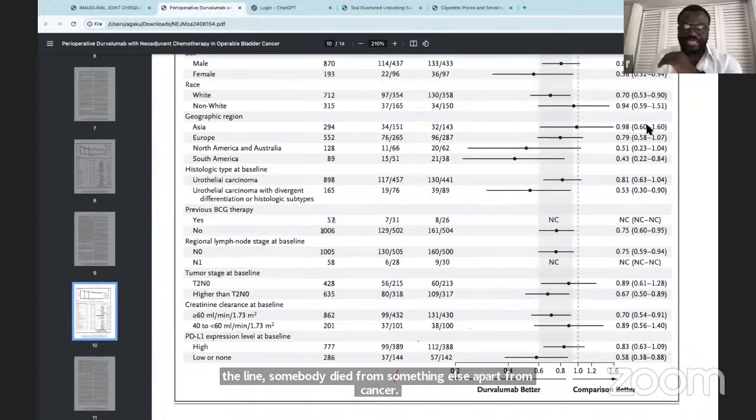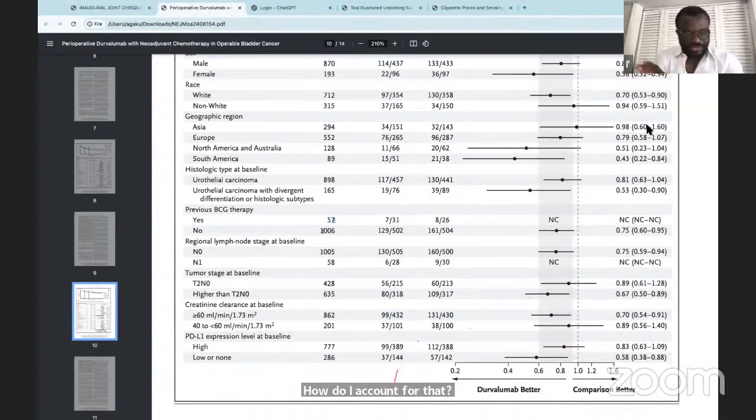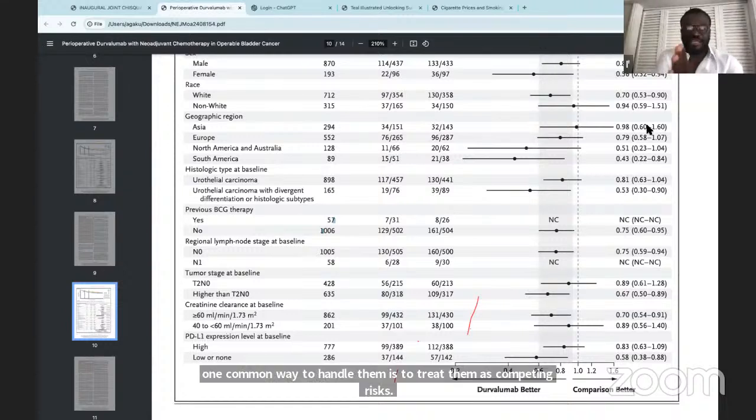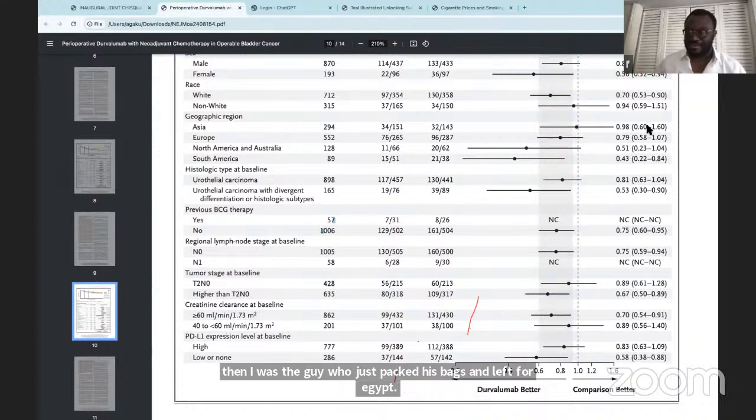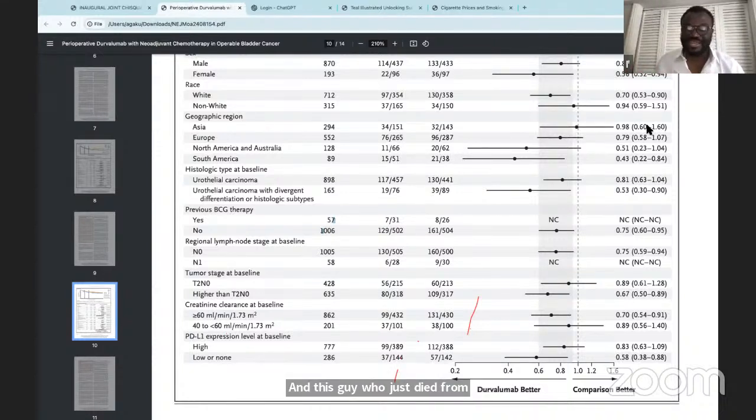So we addressed that in the first class, and we said there are many ways to handle them. One common way to handle them is to treat them as competing risks and to consider them as censored, because it's like treating them like they're lost to follow up. So in other words, the guy who just packed his bags and left for Egypt, and this guy who just died from a road traffic accident, when you are interested in cancer deaths, are one and the same. Sure, he has died, the car hit him and he died, but that's not an event of interest, because we're interested in something else.